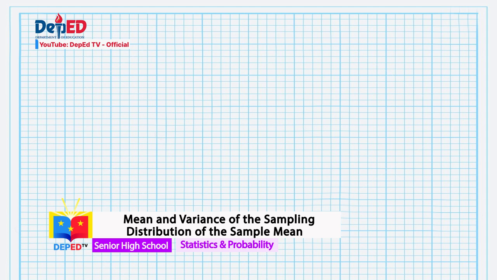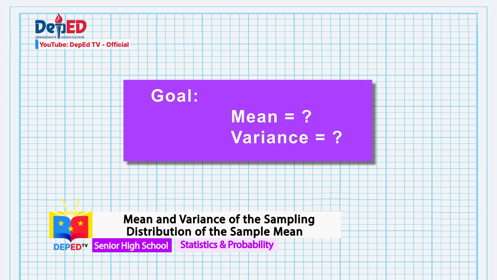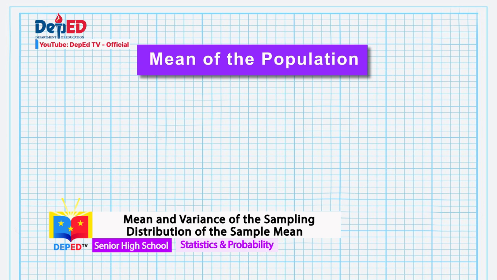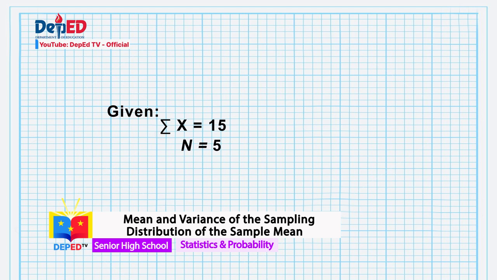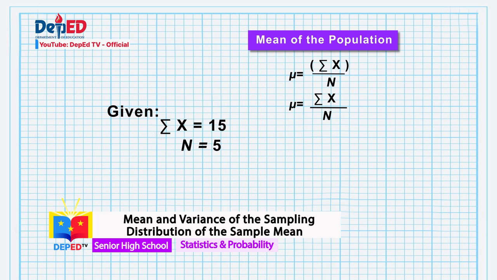Our goal is to find the mean and variance of the sampling distribution of the sample means and to compare these values to the mean and variance of the population. The first step is to compute the mean of the population using the formula, which is the summation of x divided by the total number in the population. So we get the sum of the scores, which is 15, and the total number of the population is 5. Substituting the values, we have in the numerator the sum, which is 15, and in the denominator, 5. 15 over 5 is equal to 3. So the mean of the population is equal to 3.